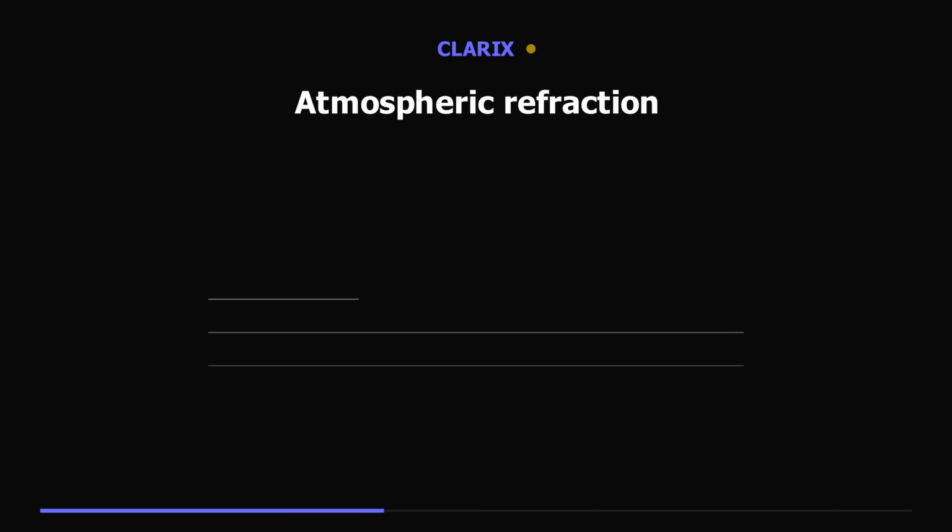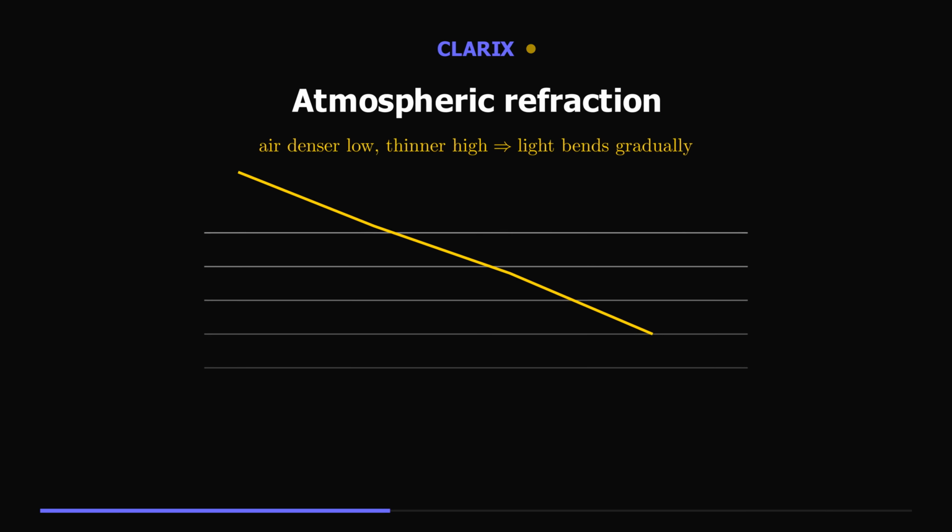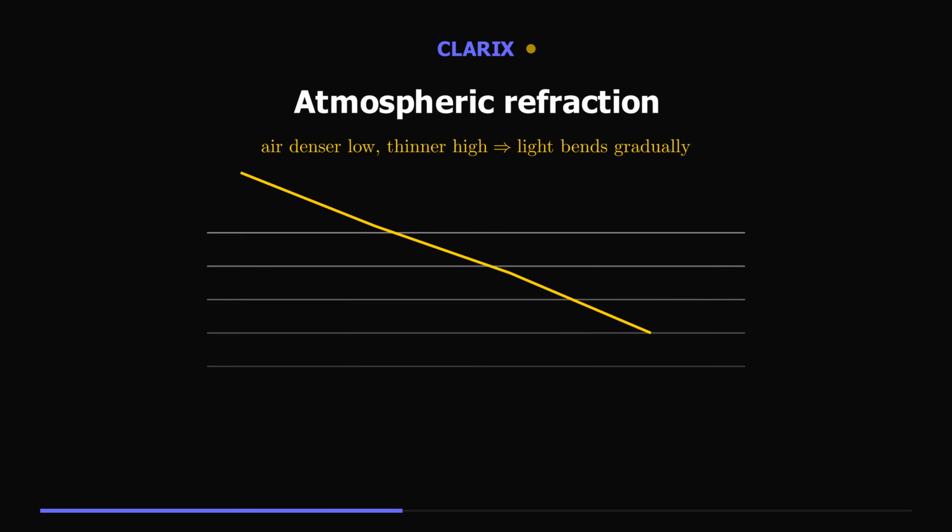Now leave the prism and look at the air itself. The atmosphere isn't uniform. It's denser low down and thinner high up, so its refractive index changes gradually with height. That means light passing through the air bends continuously, not in one sharp turn. This is atmospheric refraction, and it explains 2 everyday sights.